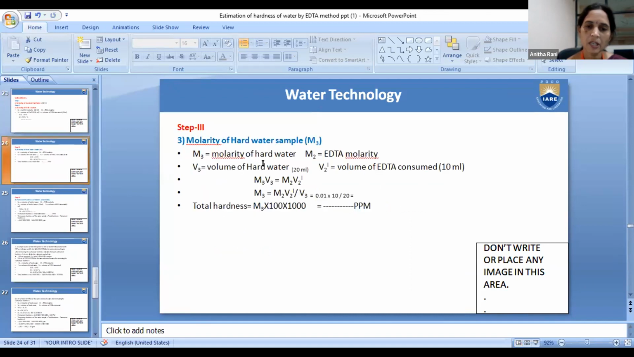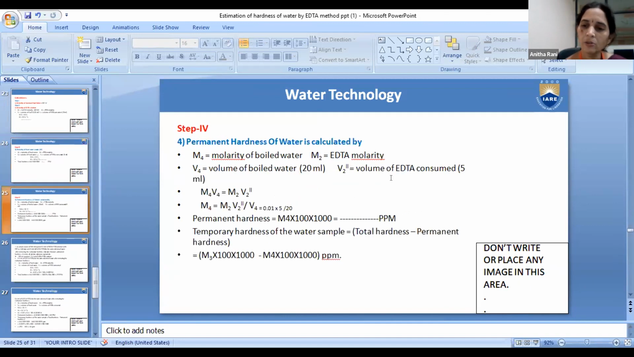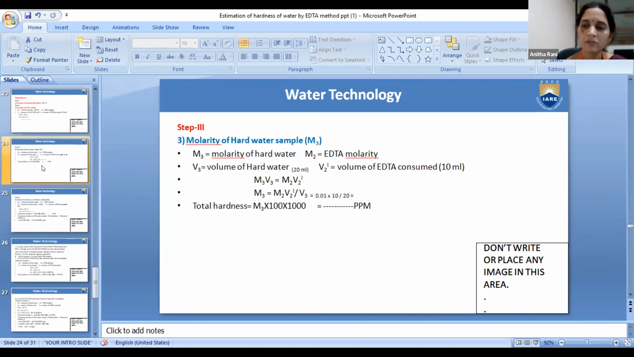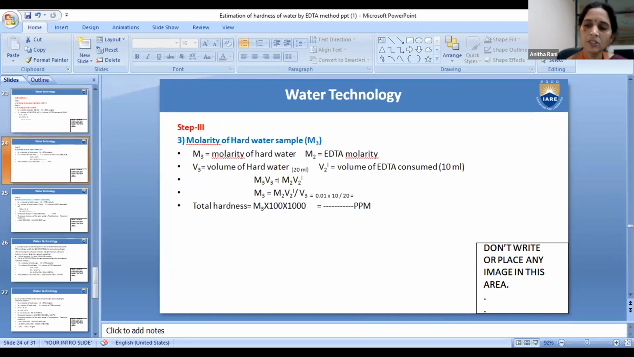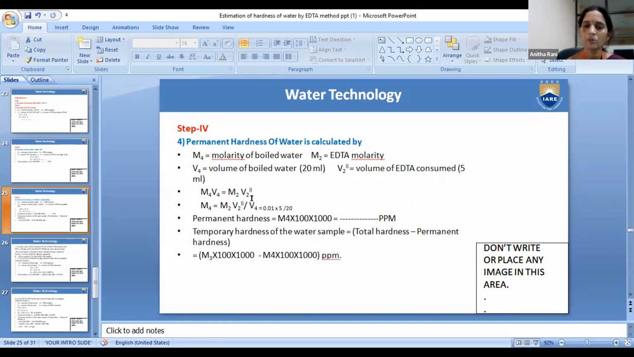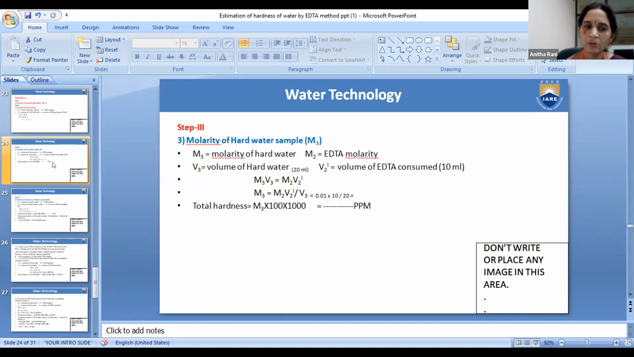The next step, M3, we are taking hard water, tap water. That also we are doing titration with the EDTA. M4 also, we are taking boiled water and doing titration with the EDTA only. So you can observe the formulas. M1V1 is equal to M2V2. M3V3 is equal to M2V2. M4V4 is equal to M2V2. So all the 3 samples we are doing titration with the EDTA only.